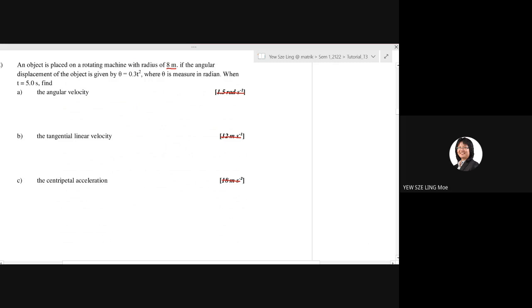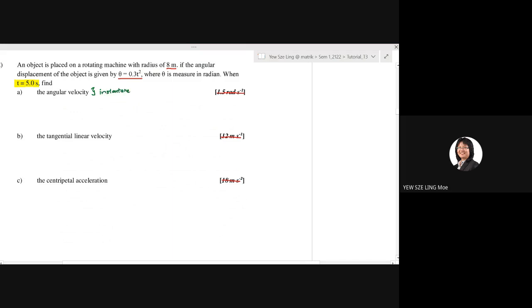If the angular displacement, now you are not given a value, but instead you are given an equation for theta, for angular displacement, and we will find out why very soon. Theta is measured in terms of radians. When t equals 5 seconds, find the angular velocity. This question doesn't tell you whether it wants an average velocity or instantaneous velocity. But it mentions time t equals 5 seconds, one particular moment, which tells you the velocity it wants is actually instantaneous.